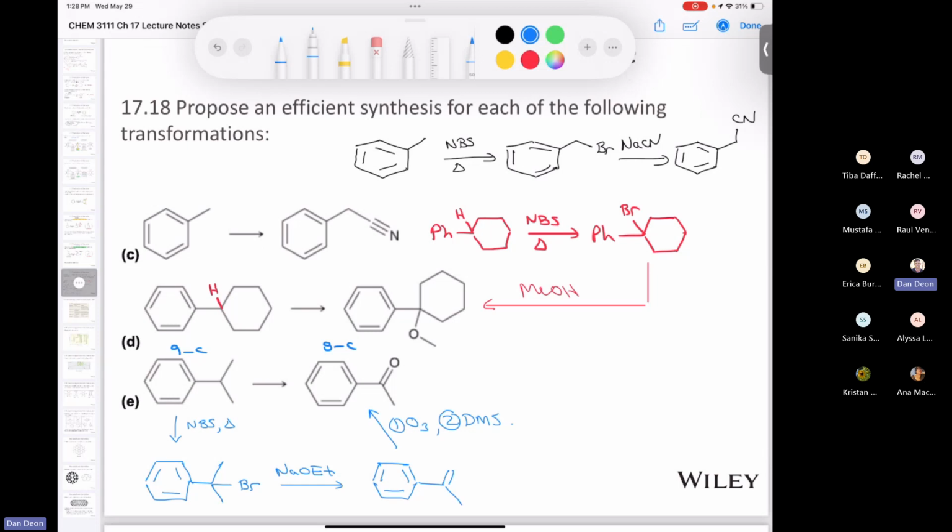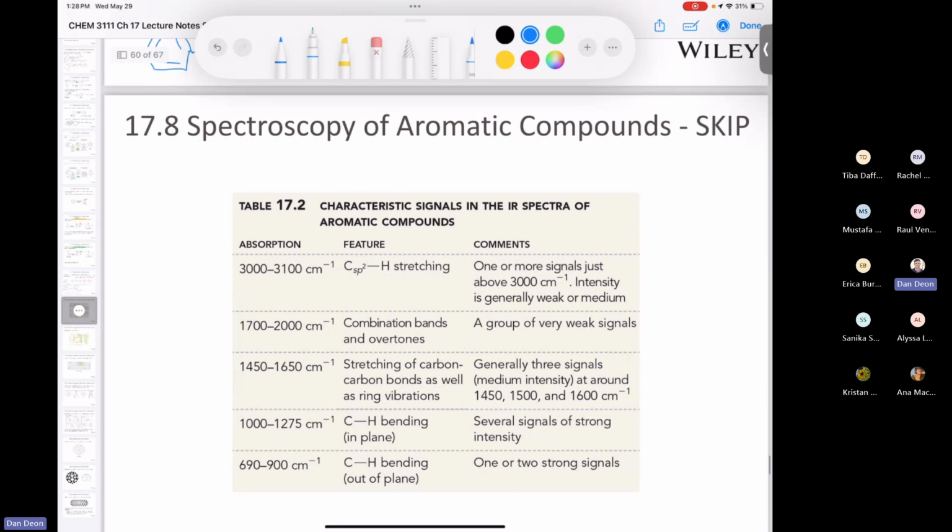All right, so with the next section, it says to skip the spectroscopy of aromatic compounds. I don't really think we should skip it entirely because aromatic spectroscopy, or spectroscopy of aromatic compounds, never goes away.